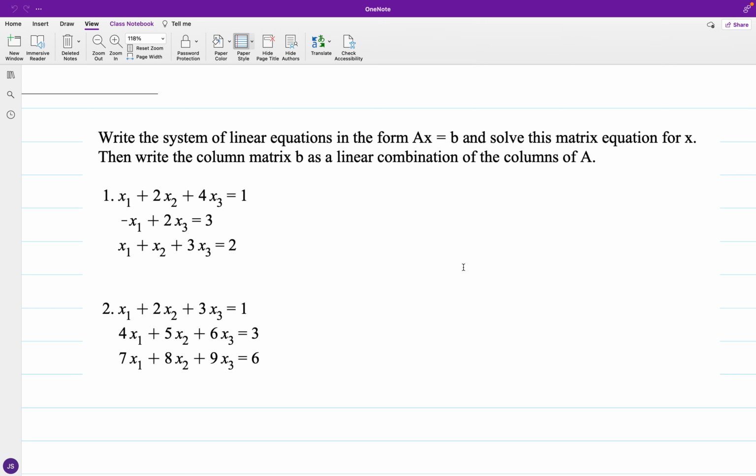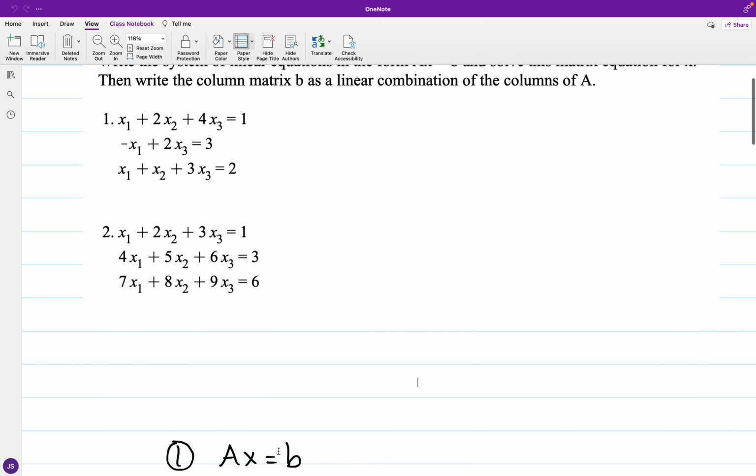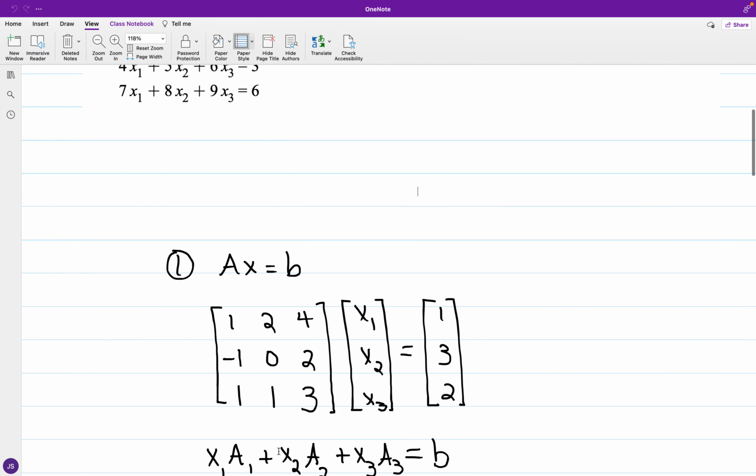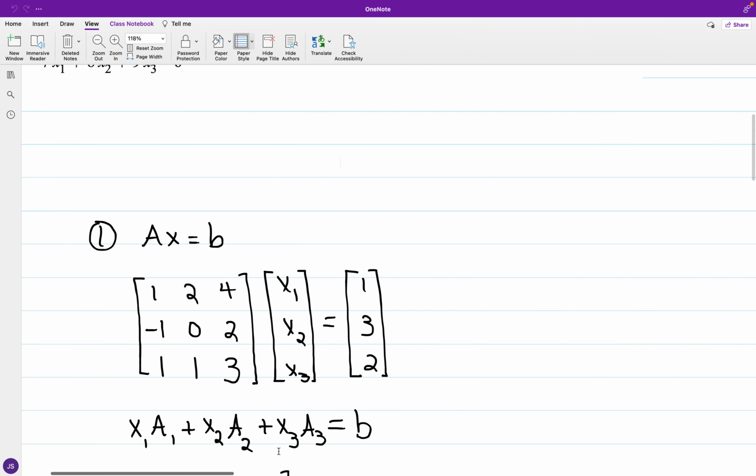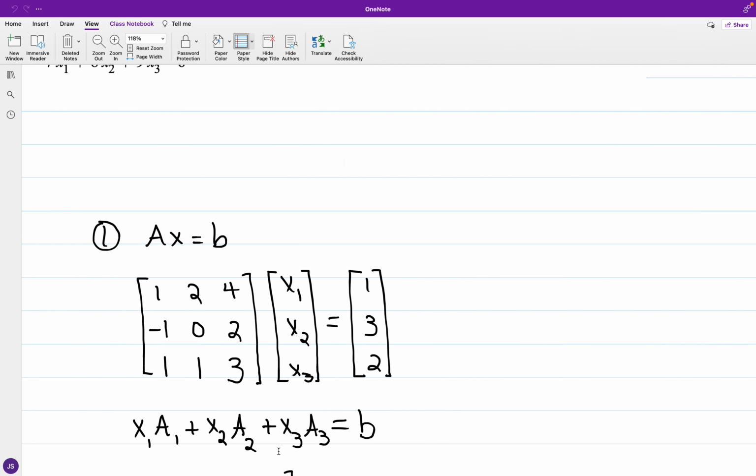So we're looking at solving the matrix equation translation for what we have in the system for x. And also we're looking at establishing at least a linear combination of the columns of A. These solutions will go hand in hand. For the first system, we have AX is equal to B.